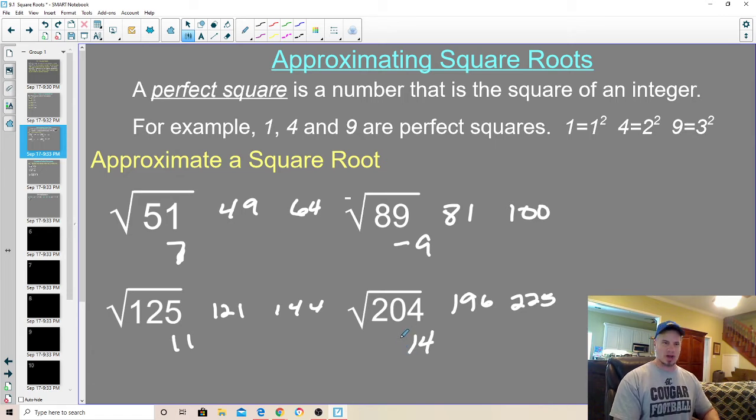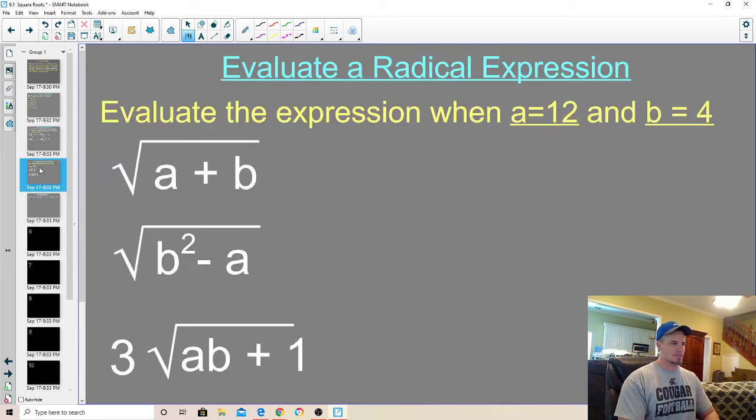Okay, and that's how you approximate these to whole numbers. Find perfect squares that this number's in between, and whichever one's closest, take the square root of that number. Okay, let's go to the next slide.